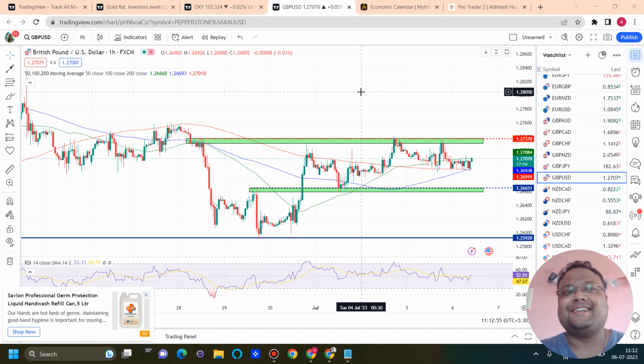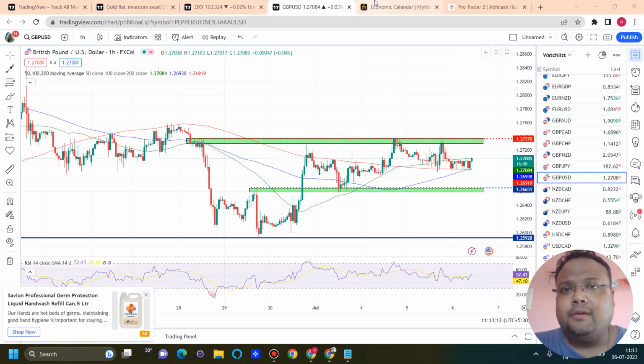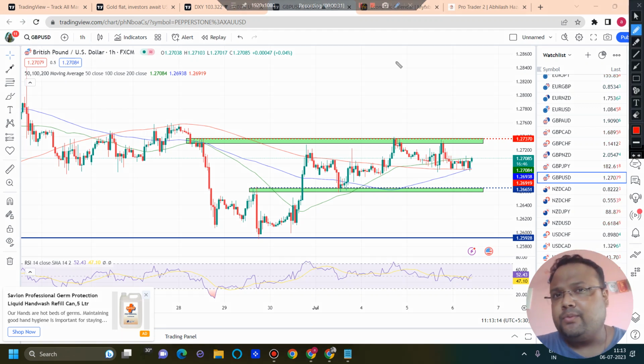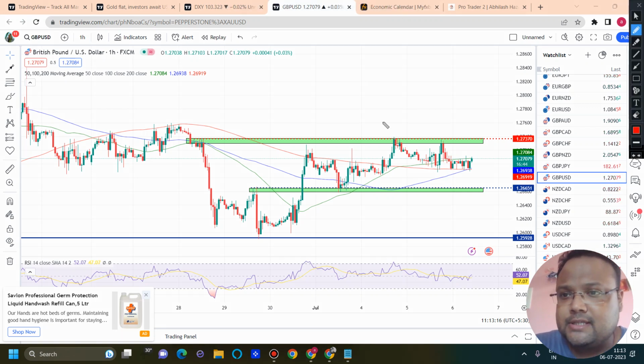So let's get started. My dear friends, this is the 1 hour chart of GBPUSD. After FOMC, we were expecting some volatility, but sadly, the market gave us a mixed response, and we can see that GBPUSD is right now stuck in the middle. The range of GBPUSD that we discussed in our previous video is still the same.